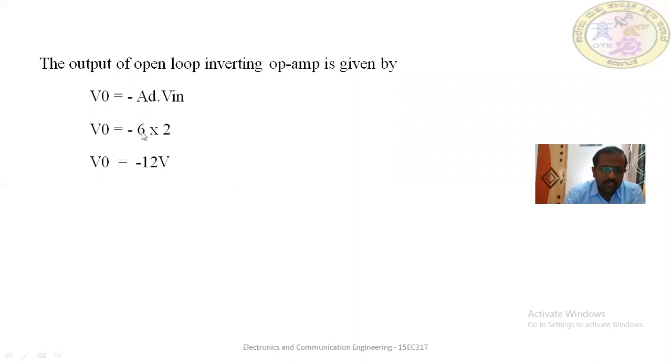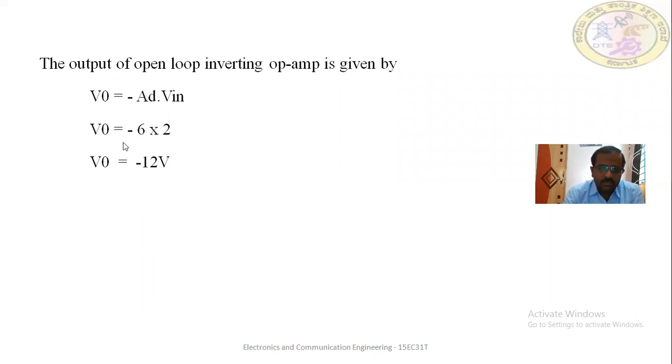So AD is equal to 6, Vin is equal to 2, 6 into 2, it is equal to minus 12 volts. So the output voltage of the open loop inverting amplifier is equal to minus 12 volts here. In this way it has been calculated.